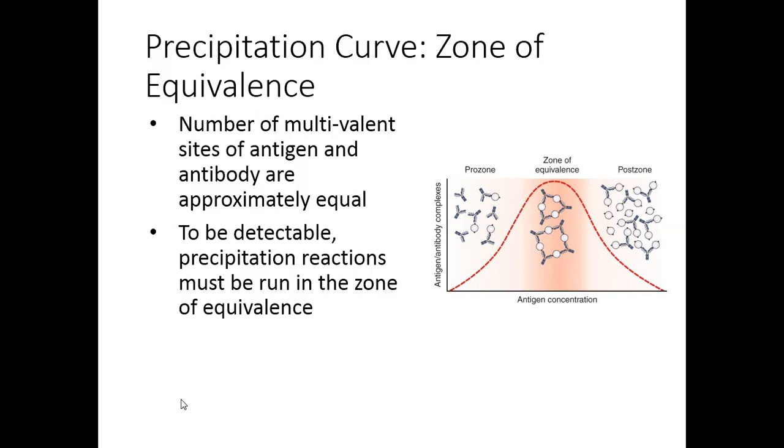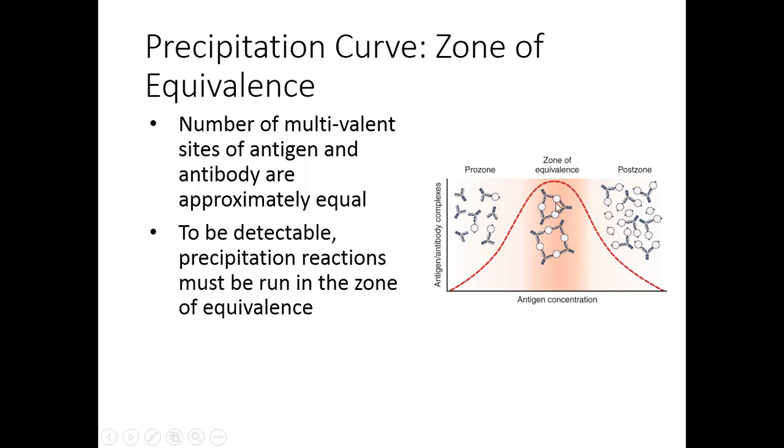This picture, this illustration that we see here, is what's called the precipitation curve. And we're going to look at the zone of equivalence. You can see this area is called the zone of equivalence. And right here, what do we have? We have those insoluble lattice formations forming, which are exactly what we want to have happen. There are two other areas of the curve where antibodies and antigens are out of equivalence.